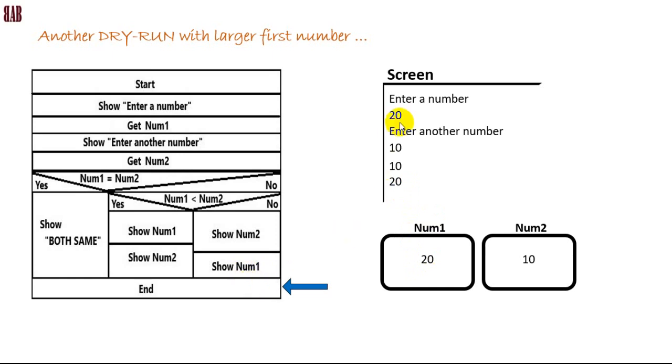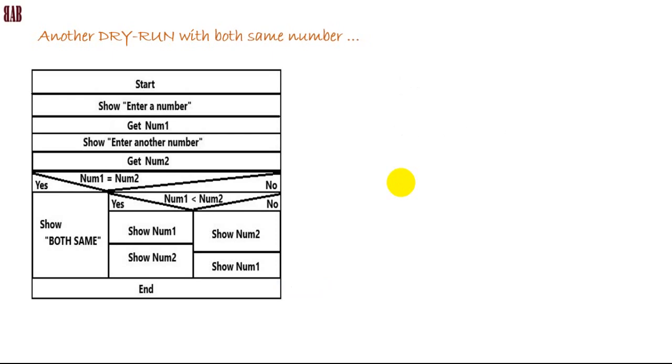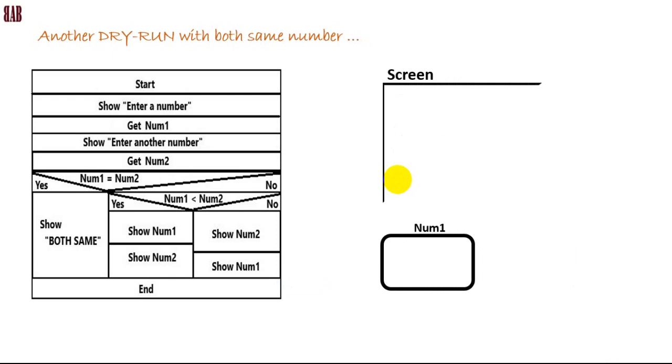So as you can see again, even though we entered the first number as a larger number, 20, and the second number a lower number, 10, still it displayed the lower number first and the higher number after that, right? So now let's try the same thing with the same numbers. So again we have the same NS chart, no changes.